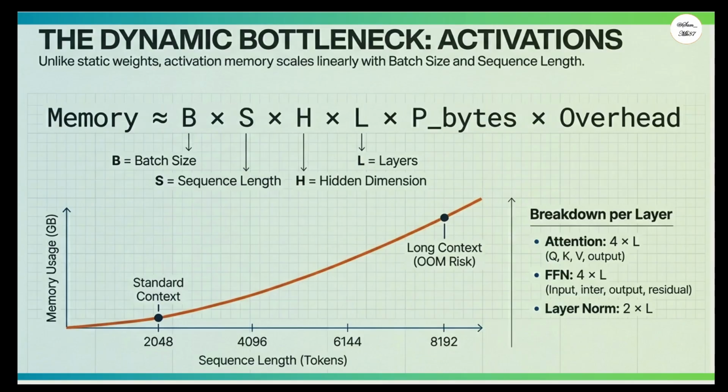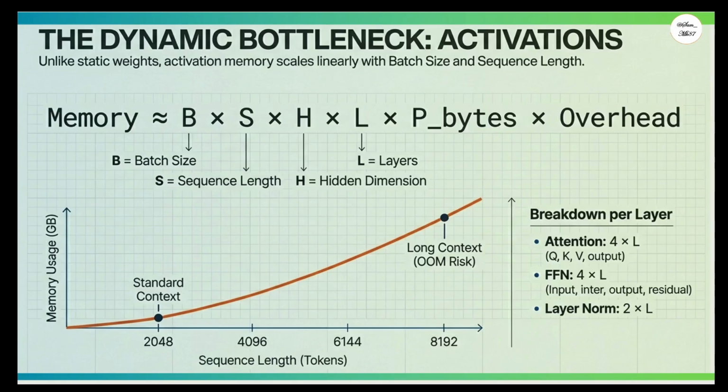As you can see here, when we move from a standard context of 2048 toward a long context like 8192, the memory usage actually spikes, and you may end up having an out of memory issue.